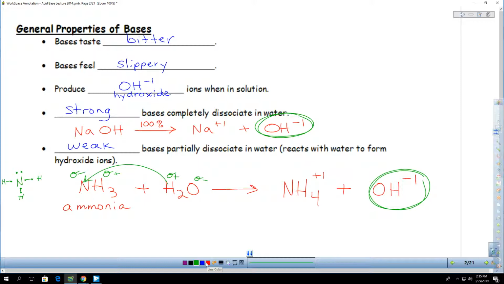Now, it's a weak base only because this just doesn't happen every time. This might be a 1% chance. Most of the NH3 molecules and water molecules will remain neutral and they just kind of coexist. But if they're in the right orientation and that nitrogen is really close to the hydrogen end of the water molecule and that attraction becomes strong enough, it's possible to remove the hydrogen from water. Then we're left with the hydroxide, indicating that the remaining solution would be a base, a weak base. It just doesn't happen very often.